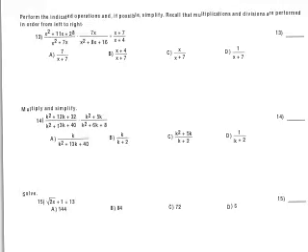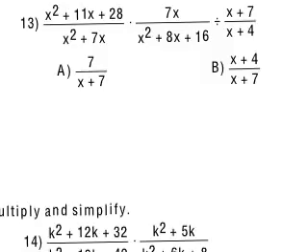Number 13. It says, perform the indicated operations and if possible simplify. Recall that multiplications and divisions are performed in order from left to right. Okay, so I have to keep that in mind. And now I'm going to make it bigger. So now here we have three rational expressions. The first two are multiplied, and the third one is divided. Okay, so the first thing we have to do is factor all of them.